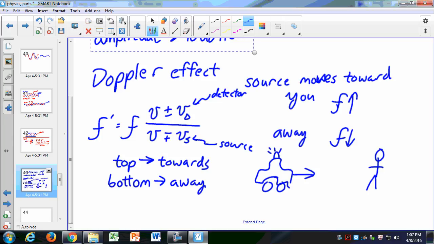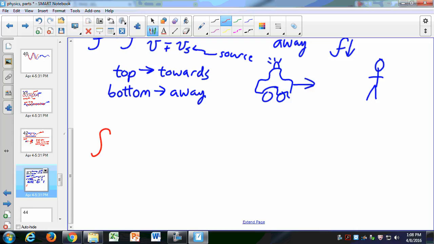I find there's an alternate expression for this, where usually your detector is not moving at all. So you could just leave this off, because usually our detector is stationary. And so you can just rewrite this as the frequency equals your frequency times the velocity of the wave divided by the velocity of the wave plus or minus the velocity of the source of the wave. And then don't worry about the plus or minus. Just consider whether the frequency is going to increase or decrease based on whether it is moving towards you or away from you.